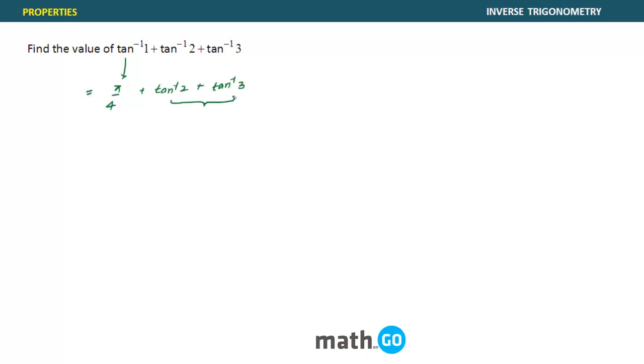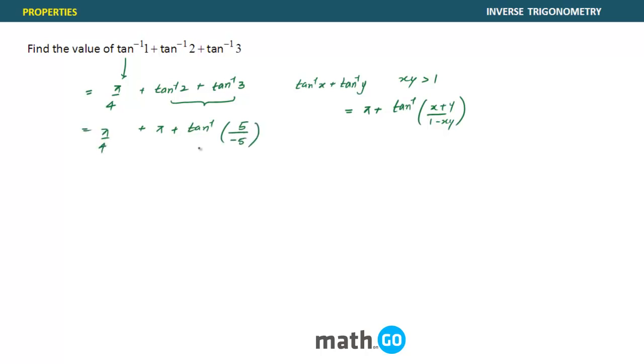So if you check here, there were two formulas for tan inverse x plus tan inverse y, depending on what is the product of xy. Here the product of xy is greater than 1. So the formula that you are going to be using is pi plus tan inverse of (x plus y) upon (1 minus xy). Just remember this. This is the reason that this question is taking place here. So this is pi plus tan inverse of 5 upon minus 5. This comes out to be pi by 4 plus pi plus tan inverse minus 1, which cancels out with pi by 4. The answer is pi.